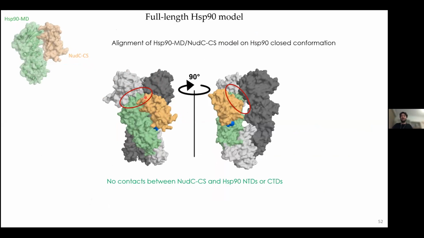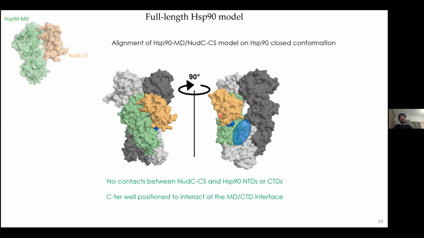The first thing that we can see is that our CS domain in the full-length alignment does not contact the NTD of either of the two protomers. And it's something we know, the CS domain does not interact with the NTD. But we also see that the CS domain does not contact the other protomer of Hsp90. And this is something that we know from biophysics. The Nazi binding does not interfere with Hsp90 closing or ATPase activity. So it tells us that Nazi does not contact, and this is what we see with our model. Now, the other thing that we can conclude from this alignment is that if we look at the C-terminus of our CS structure, it localizes exactly at the bottom of the middle domain.